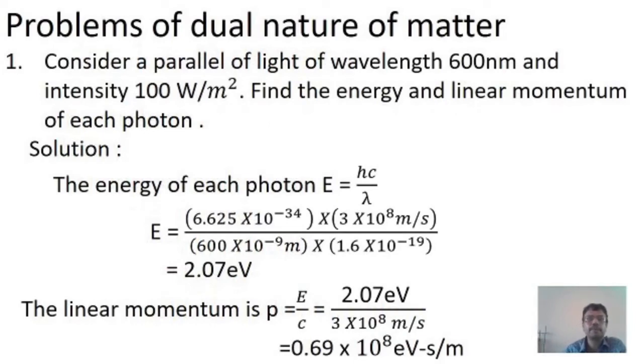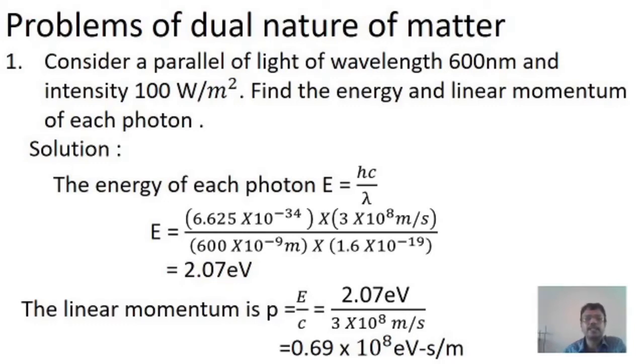Now, there are different types of problems which are discussed. Problem number 1: consider a parallel beam of light of wavelength 600 nanometer and intensity 100 watt per square meter. Find the energy and linear momentum of each photon. Data is given: lambda is 600 nano, 600 into 10 power minus 9 meter. Intensity is 100 watt per square meter.